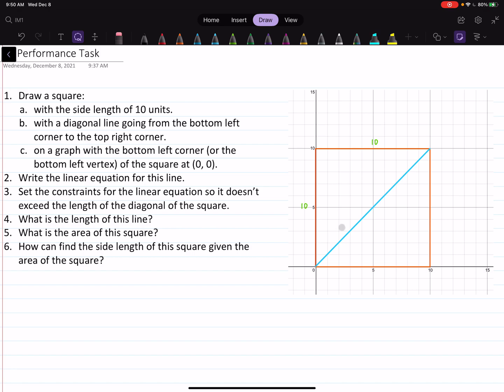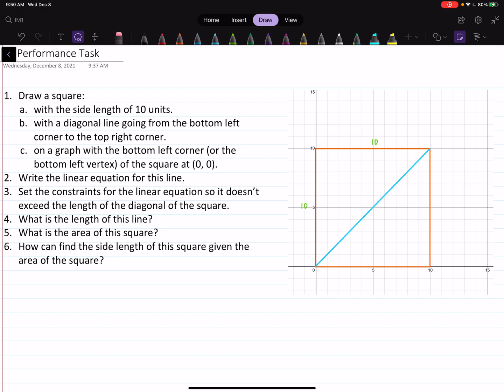And automatically you see, okay, this seems familiar. This, as you can see, is a line. It's a linear equation. And so that's what we're going to do. Number 2: write the linear equation for this line. So I want you to now pause the video and try this problem out. I'm assuming that you did. So we're going to write the linear equation for this line.